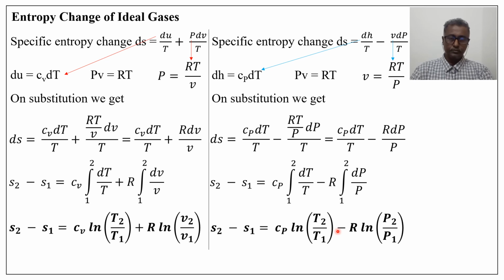Therefore, to calculate the entropy change during a process, we can make use of any one of these two equations. And this entropy change equation is obtained from the TdS relation. Thank you.